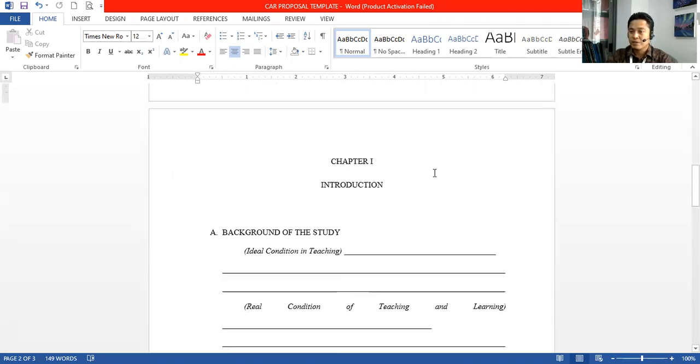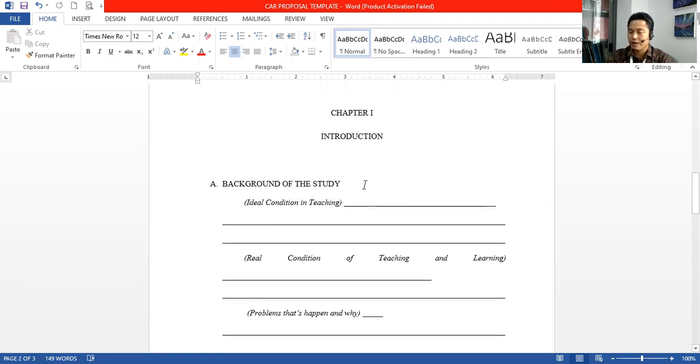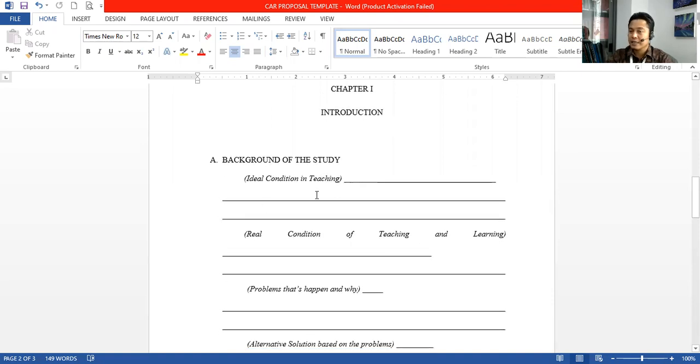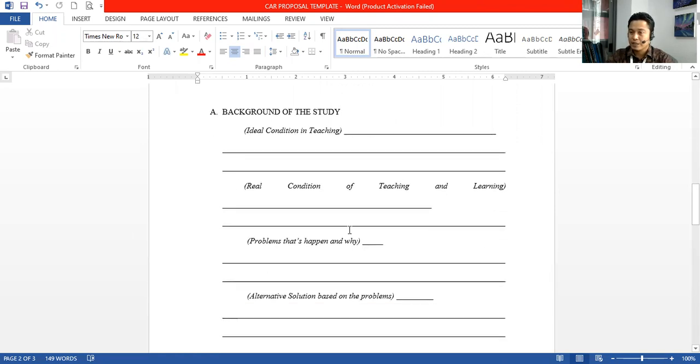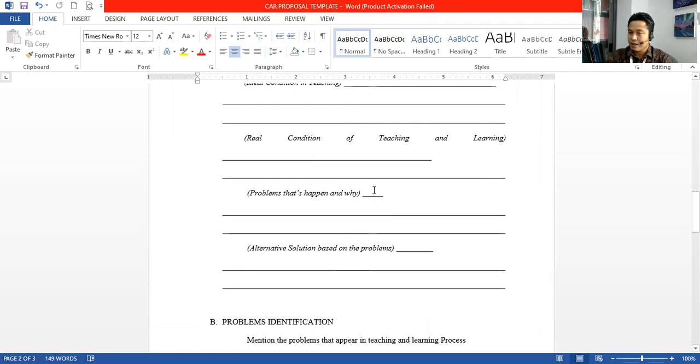Your first chapter should be relevant to your background of the study. If it is about speaking, it will be the ideal condition of teaching speaking, and the real condition of teaching and learning speaking also. After that, you explain the problems that happen and why, and all the problems faced by the teachers and by the students when they learn.